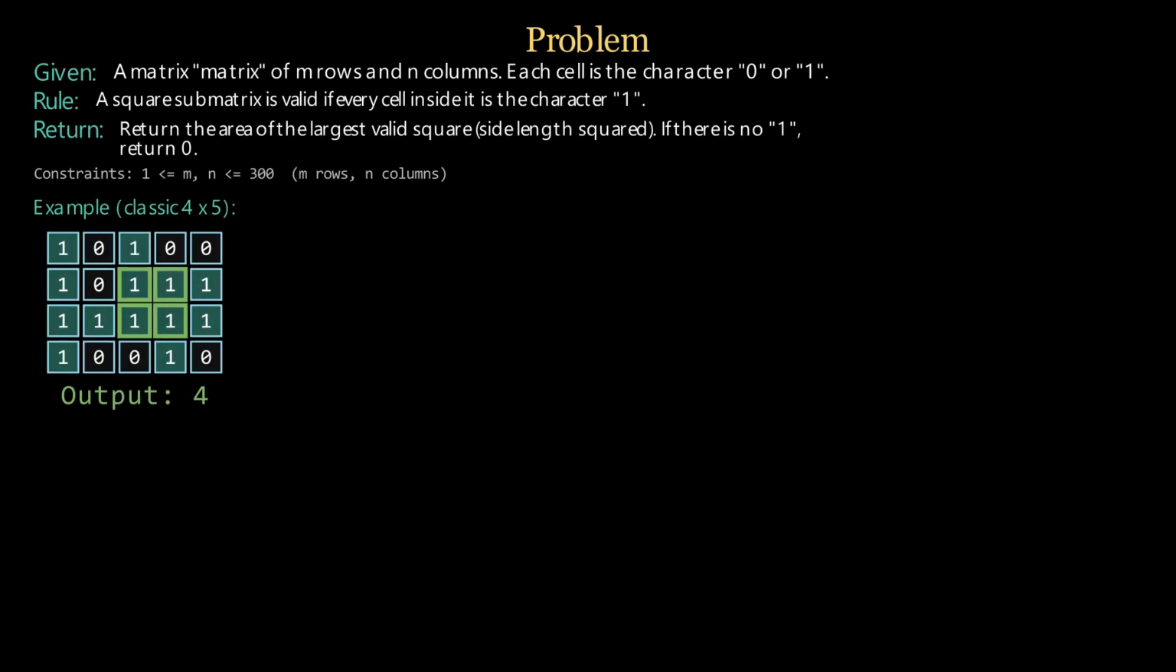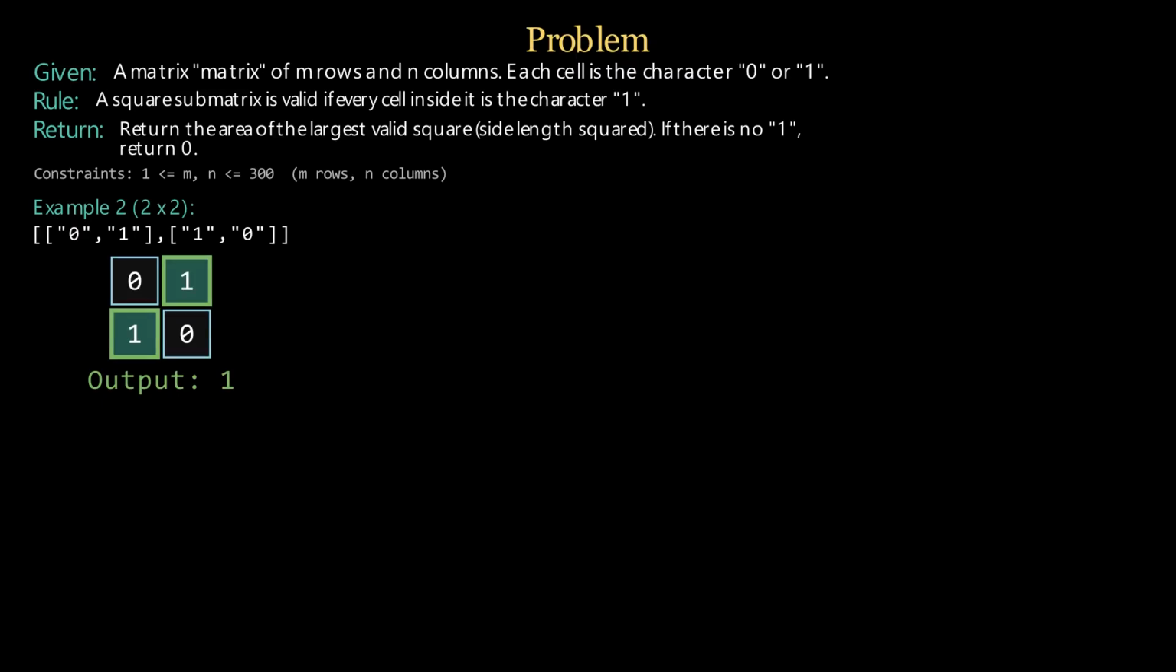Leetcode 221, Maximal Square. You get a binary grid of zeros and ones. Find the largest axis-aligned square made entirely of ones and return its area, that is side times side. If there are no ones, return 0. Example matrix on screen, a 2 by 2 square of ones in the middle right has side 2, so the answer is area 4.